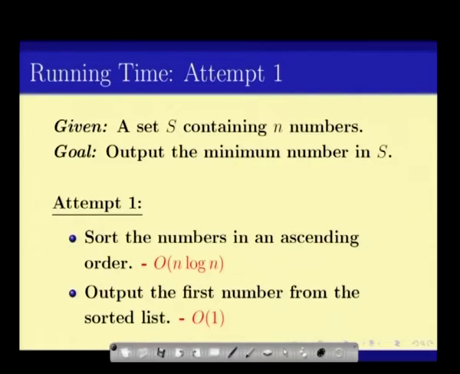So, what is the time complexity of this algorithm, or the run time of this algorithm? We know that sorting this set of numbers in an ascending order takes order n log n, and of course, finding the first number from the sorted list takes order 1. So, in total this attempt will take order n log n. Now, can we obtain this in order n steps or something? Let us see. So, this brings us to the divide and conquer approach.